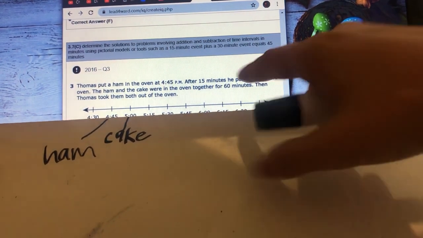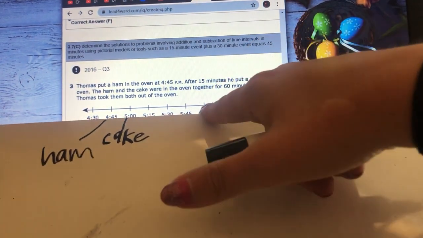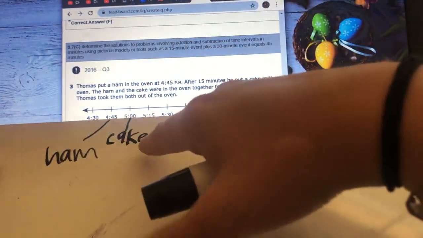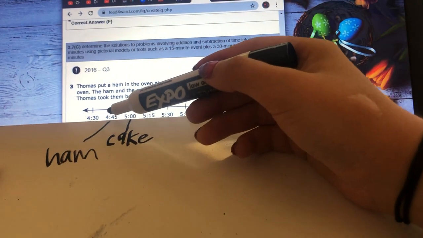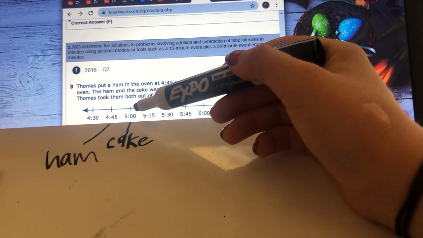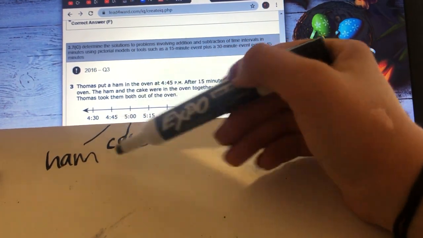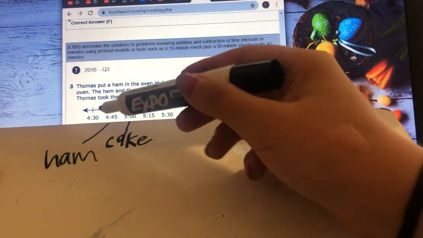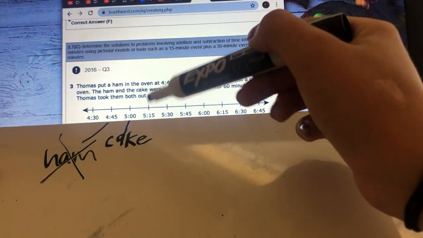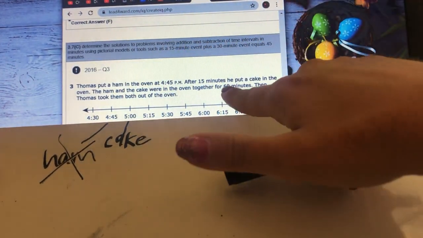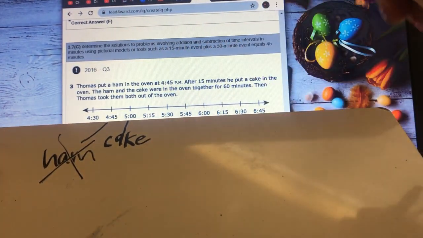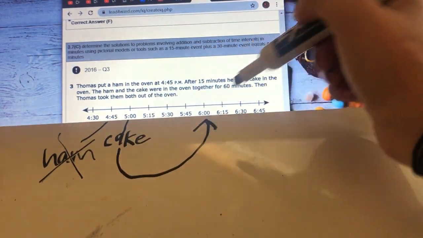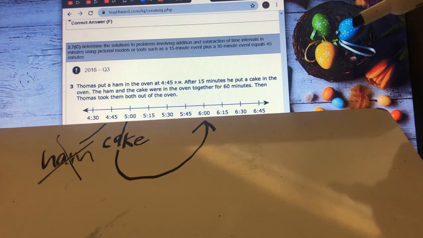The key word here to look at is together. The ham and the cake were in the oven together for 60 minutes. So were the ham and the cake together at 4:45? No, the ham and the cake were only together after 5 o'clock when he added the cake into the oven with the ham. So I can't start counting at 4:45, I have to start counting at 5. And if I know that they were in there for 60 minutes, I know 60 minutes means 1 hour. If I know that information, I can easily find out that he would take them both out at 6.